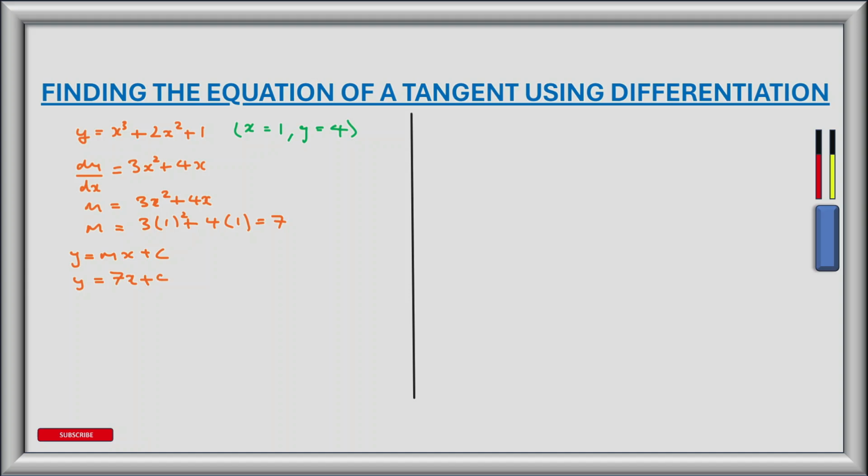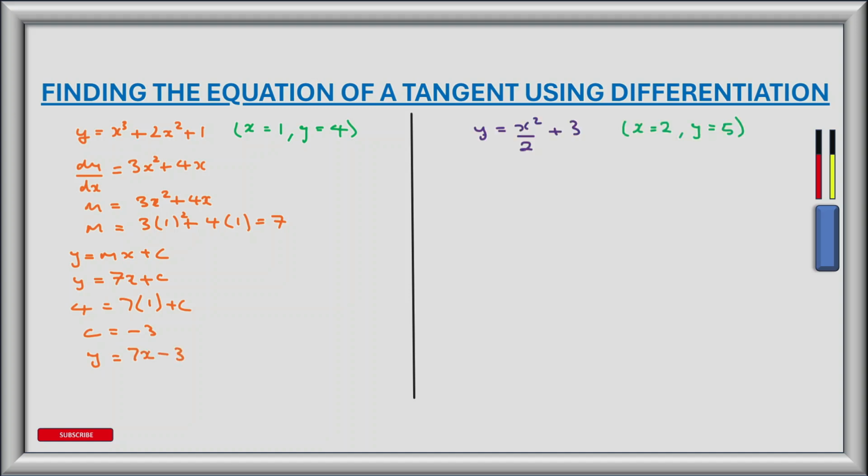Now if we plug this into the equation of a line, y is equal to mx plus c, in our case y is equal to the gradient 7 multiplied by x plus constant c. If we plug in our coordinates x equals 1 and y is equal to 4 and solve for c, we get 4 is equal to 7 times 1 plus c. So solving for c, we get c equal to minus 3. The equation of the tangent to the curve y is equal to x cubed plus 2x squared plus 1 at x equals 1 and y equals 4 is y equals 7x minus 3.